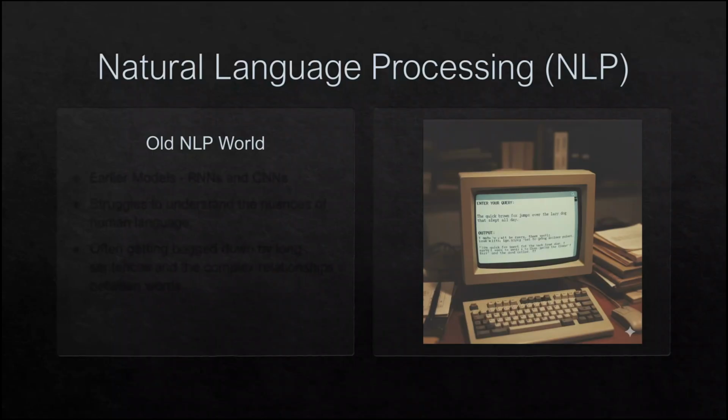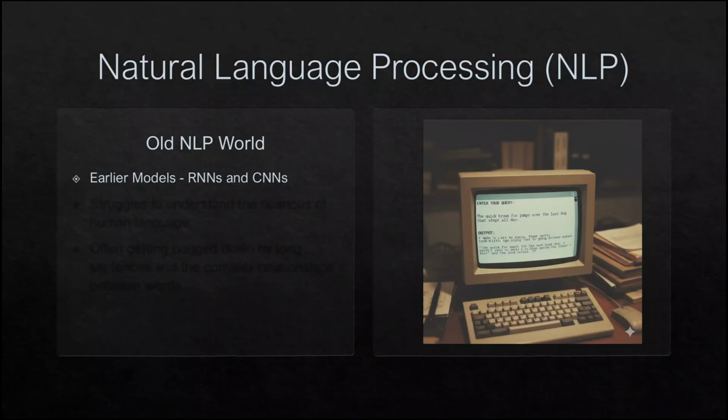So we'll talk a bit about the old NLP world, what it used to be like. Earlier models, because we are focused on transformers, the new era, we'll be talking about a bit of old stuff which is redundant, which is obsolete now. But just to get a flavor of how it used to be earlier, we'll talk about RNN and CNN. Before the era of transformers, the world of NLP looked very different.